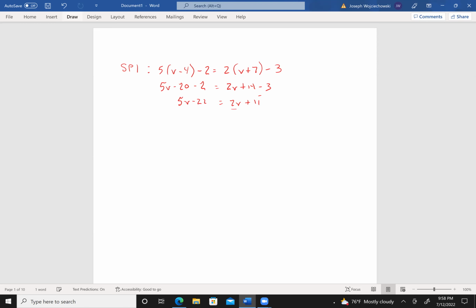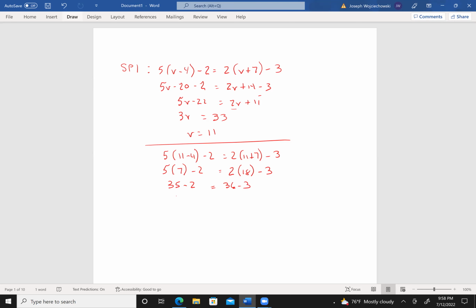So anyways, we'll subtract 2v and we get 3v over here, and we'll add 22 and we'll get 33 over here. So v equals 11. So now we can check it. 5 times 11 minus 4 minus 2 equals 2 times 11 plus 7 minus 3. So this is 5 times 7 minus 2. This is 2 times 18 minus 3. So I have 35 minus 2 equals 36 minus 3. 33 equals 33, which is correct. So my solution set, as the book calls it, is the set containing 11.